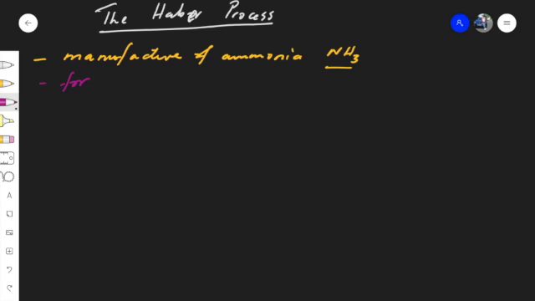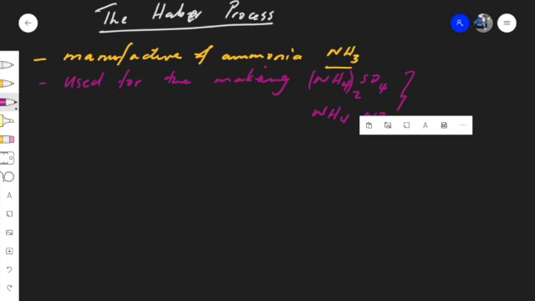it is used for making ammonium sulfate and ammonium nitrate, and these two are important in agriculture really because they are fertilizers. They are fertilizers, so they are important.